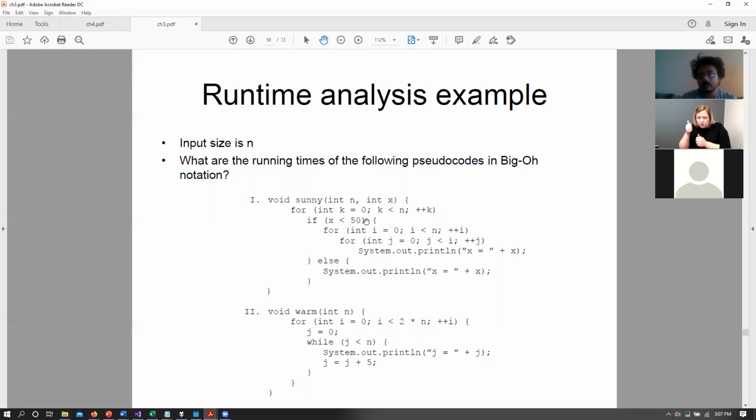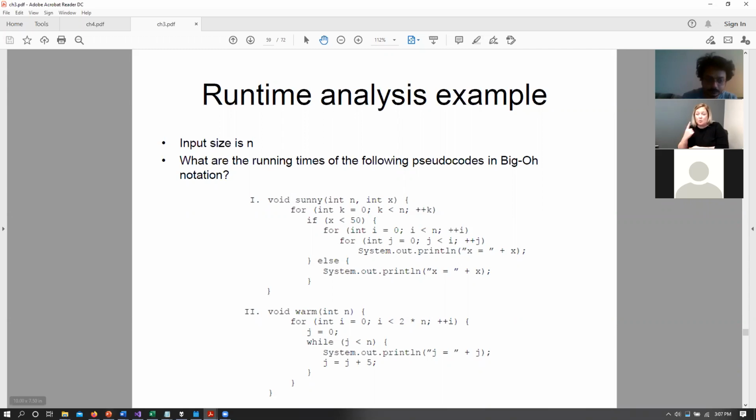So both of those two loops, k and i, go from 0 to n. Forget about this if condition for now. Both of those go from 0 to n, right? So we know that it is going to be n squared. But the internal loop goes from 0 to i, right? Where i is going to be 1, 2, 3, 4, all the way to n.